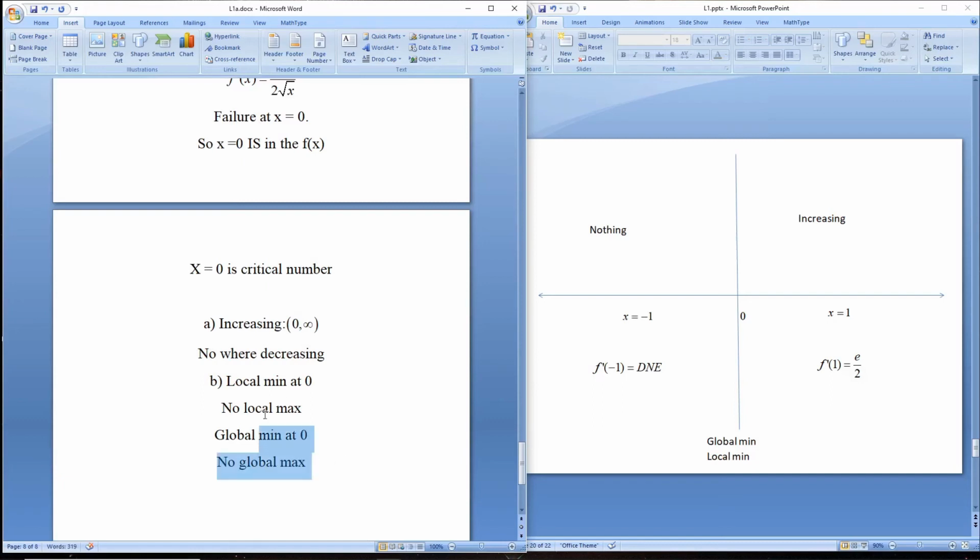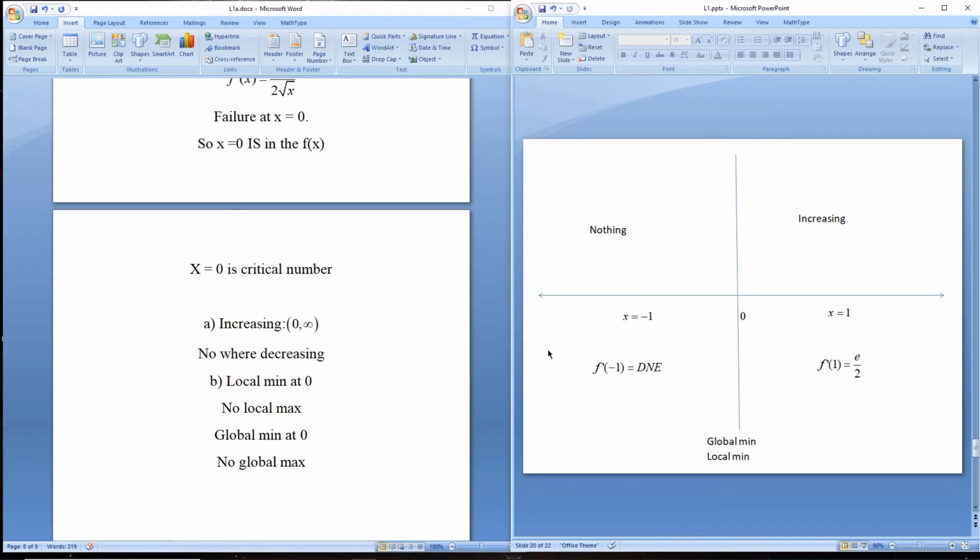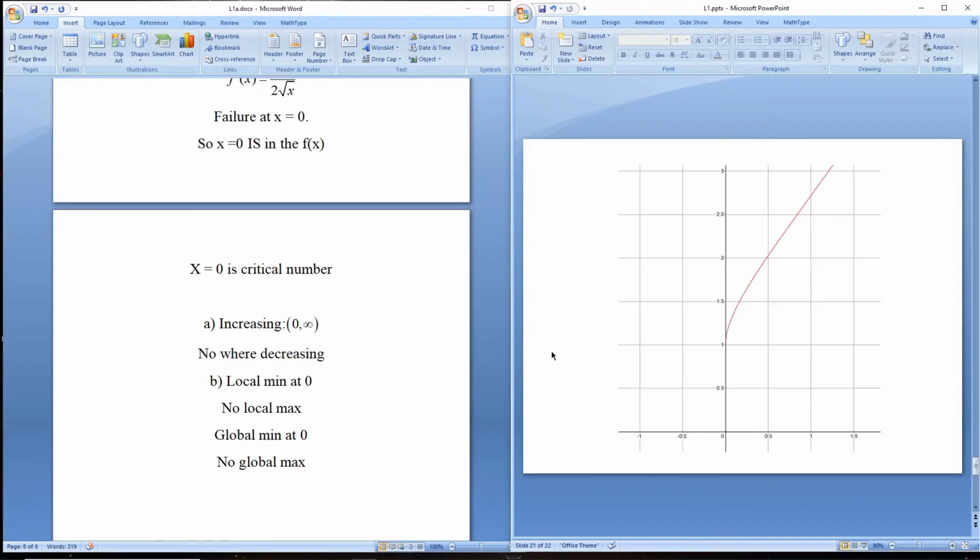And there's our answers. Our interval for increasing, our interval for decreasing, and then our 4 extrema: local min, local max, global min, global max. So let's take a look at the function. And there it is. Nothing to the left. You can see it just starts right here, our global min, and then it just increases forever.